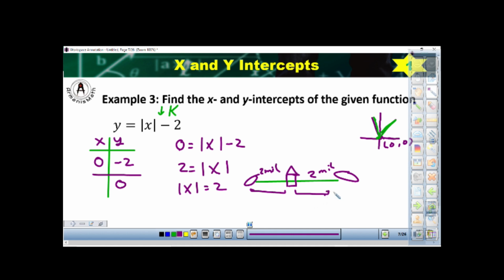So apparently you're measuring the distance from 0. So if your house is 0, you're 2 miles away this way, you're 2 miles away this way. Well, if you're on the number line and this is 0, this will be -2, right? And this will be +2. 2 away from 0 on the left is going to be -2. 2 away from 0 on the right is going to be +2. And that's why there are 2 intercepts here.